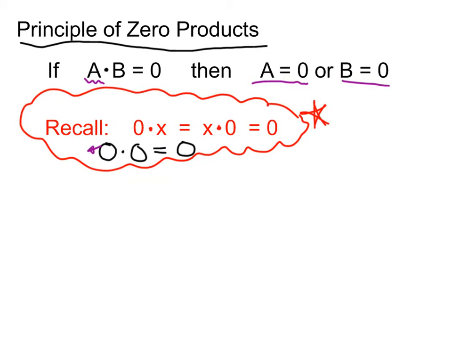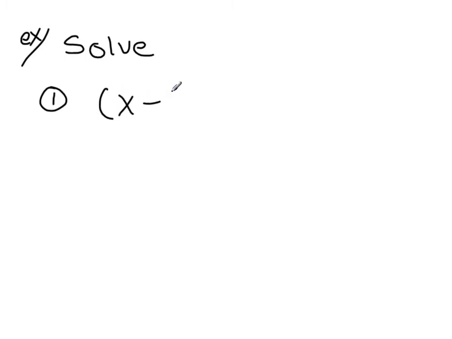How we are going to use this is a little bit more challenging. So we're going to start off with a nice example, and I'm going to give us a product, I'm not going to make us factor, where we're asked to solve. And the first one we have is x minus 3 times 2x plus 5 equals 0.